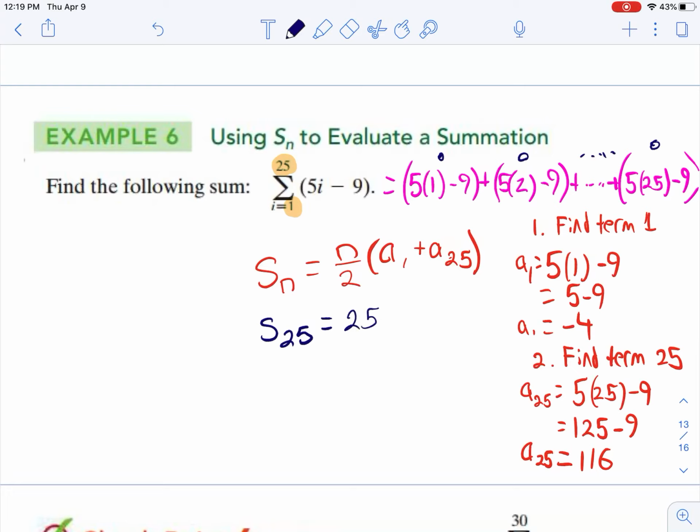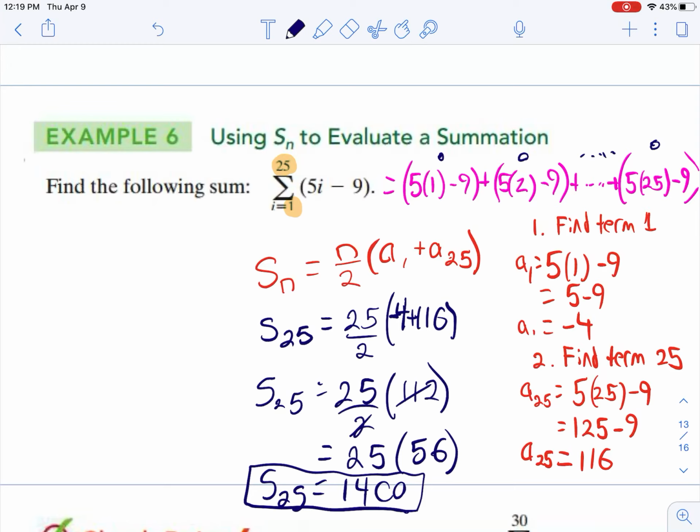When we do this, I can cancel out a 2 and a 2 here, and I'm going to find that I'm going to have 25 times 56. And 25 times 56, if you just give me one moment, is 1,400. So this is what happens if you add all the terms from 1 to 25 for the sum.